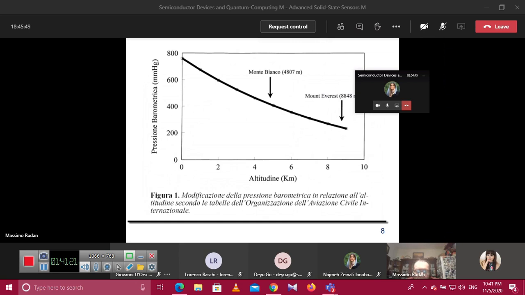The pressure of the atmosphere, of course, depends on the altitude. So 760, as you know very well, is the barometric pressure of the atmosphere at sea level. If you go up 5,000 meters, it goes down to about 400. And if you climb up Mount Everest, it goes down to a little bit more than 200.